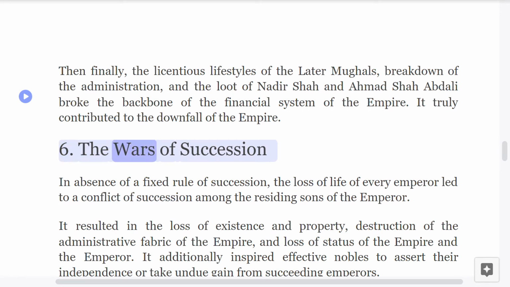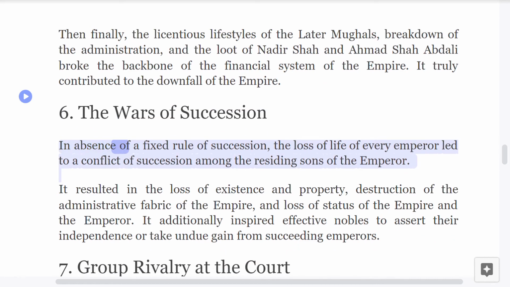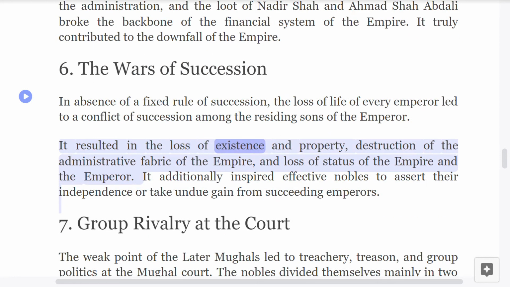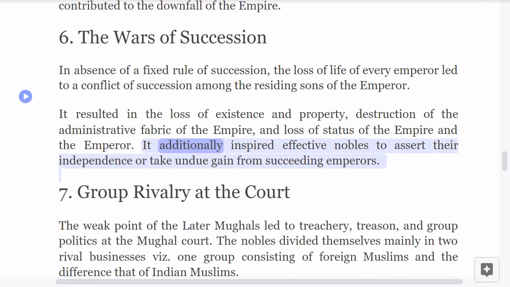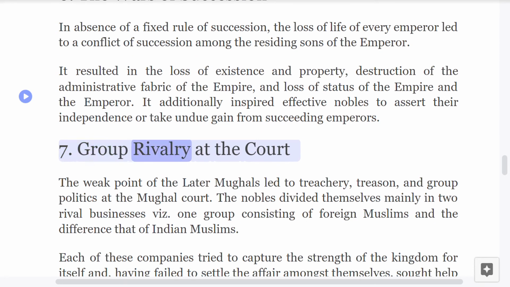6. The wars of succession. In the absence of a fixed rule of succession, the death of every emperor led to a conflict of succession among the living sons of the emperor. It resulted in the loss of life and property, destruction of the administrative fabric of the empire, and the loss of status of the empire and the emperor. It also encouraged powerful nobles to assert their independence or take undue advantage from succeeding emperors.